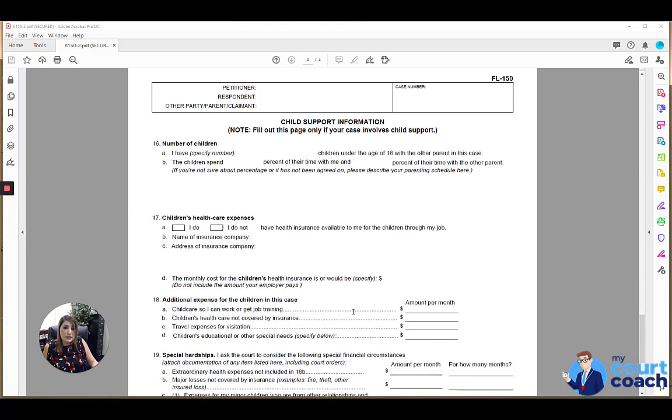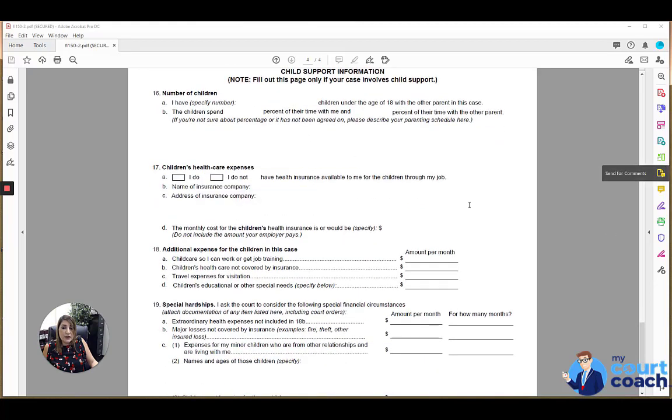Finally, page 4. If this case involves child support, you need to fill out page 4. You want to identify how many children you share with the other parent in this case, and what percentage of time they spend with you versus the other parent. If you're unsure about the percentage of time, describe how you are sharing the kids, and then the court can determine what the timeshare is.